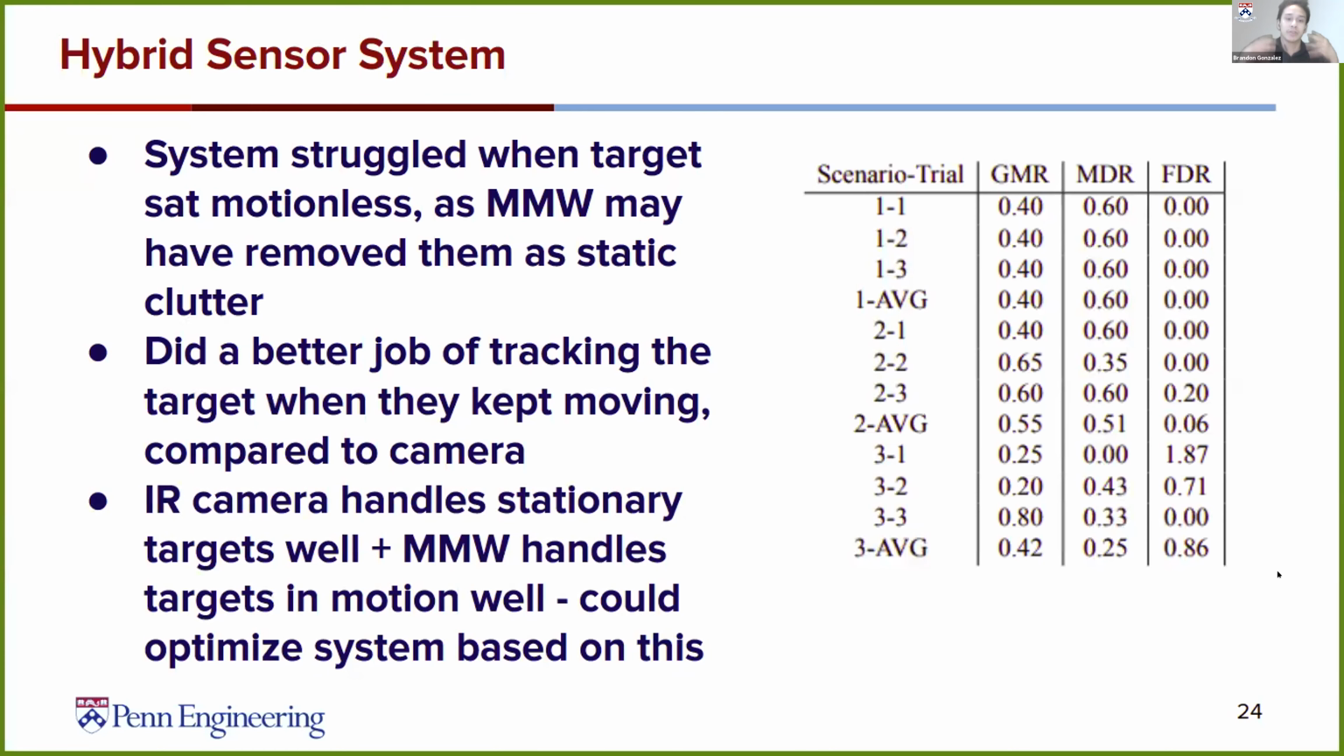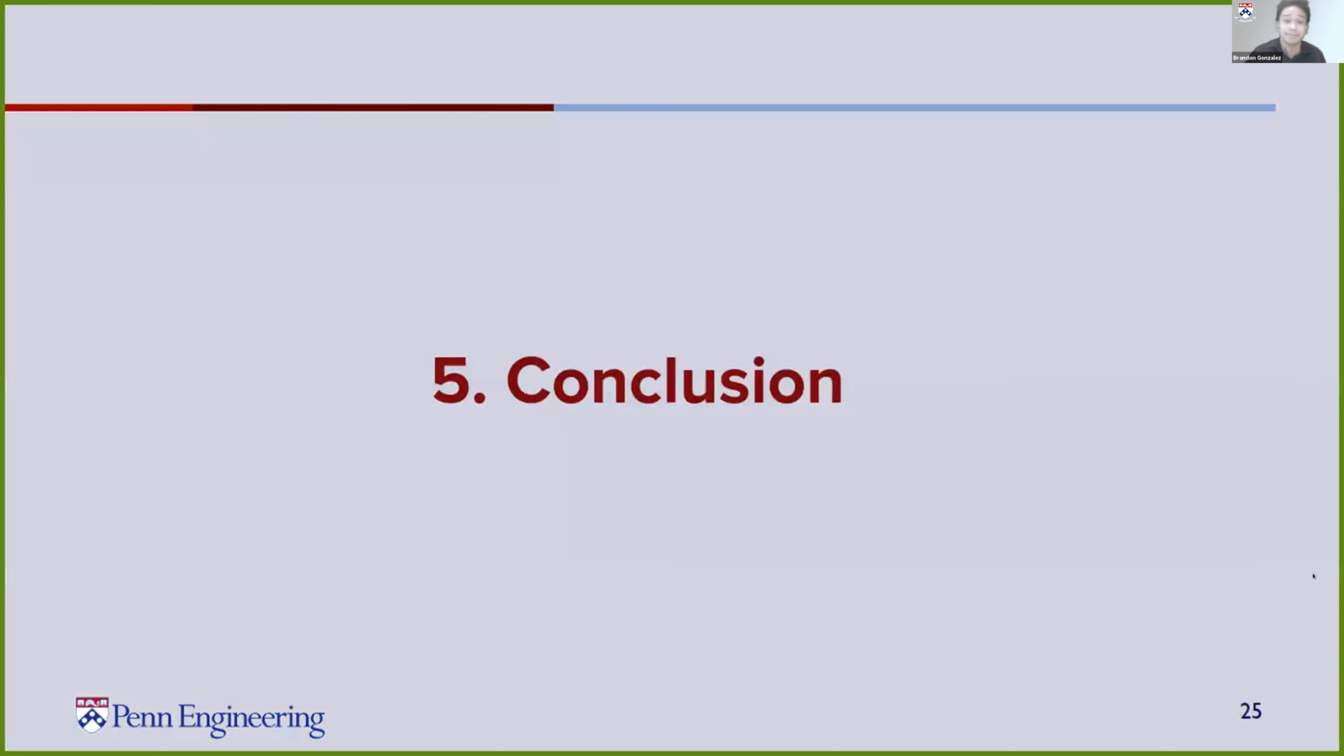Now the IR camera does a good job of detecting stationary targets because it just looks for the heat signature. And that heat signature, if the human is standing still, is still going to be present. The millimeter wave detects a target in motion pretty well. So perhaps I could work on optimizing the system better and trying to combine the strengths of these two sensors to detect targets both in motion and standing still more efficiently.